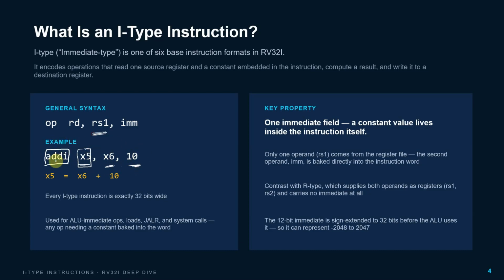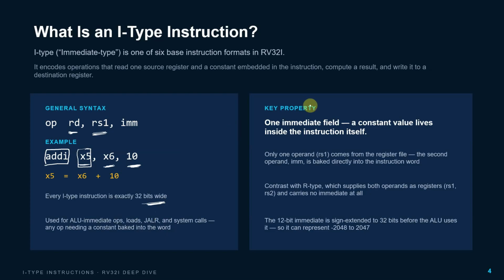So this is my opcode, followed by the destination register, this is the source register, and this is the immediate value. Every I-type instruction is exactly 32 bits wide and is used for arithmetic logic unit immediate opcodes, loads, jumps, and system calls, and any operation needing a constant baked into the word. So this is what my I-type instruction is.